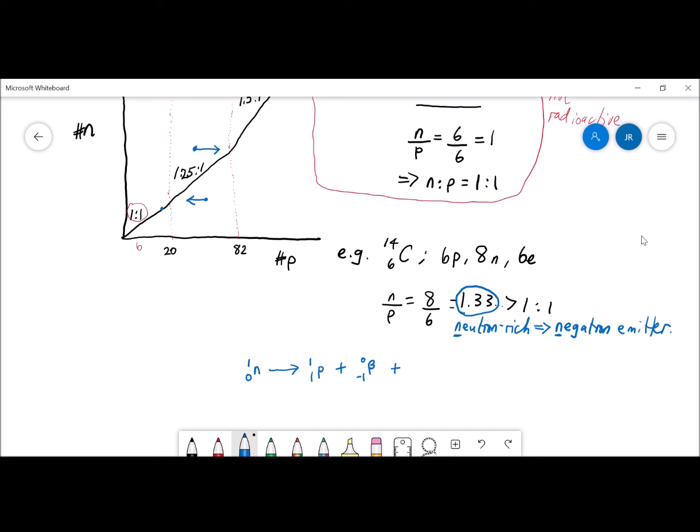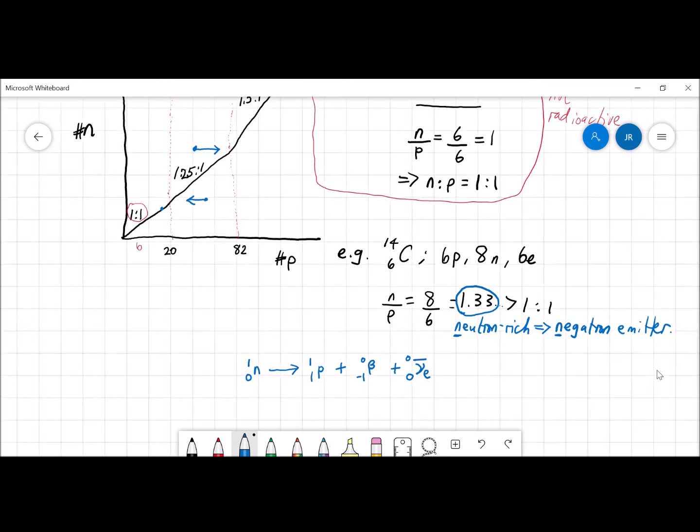And we have an anti-electron neutrino, which has neither a mass nor a charge. Again, the neutrino really does have a mass, but we're just assuming that it doesn't based on the way you would calculate this. Okay, so that's what we mean by negatron emission.